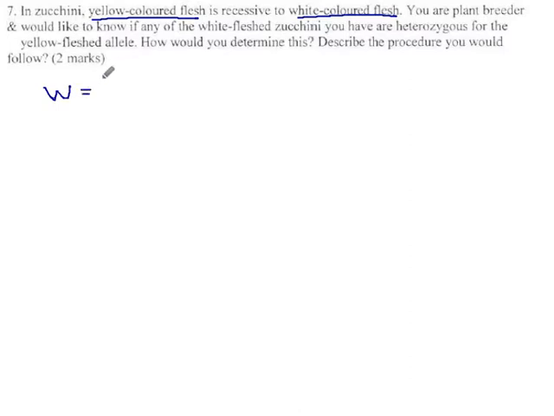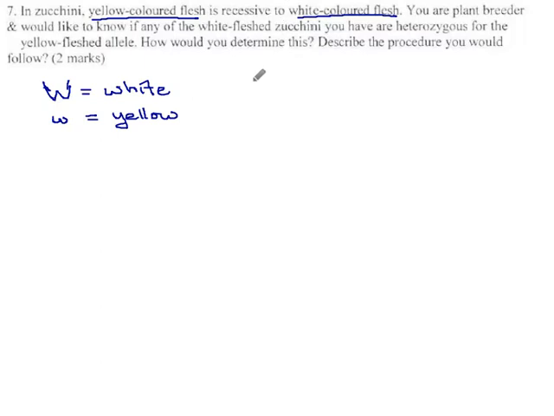Okay, I was going to say W is a crummy letter to use because capital W's and lowercase w's look awfully similar. I'll just have to be careful when I write them. So big W will be the allele for a white fleshed zucchini, and lowercase w will represent the yellow allele.